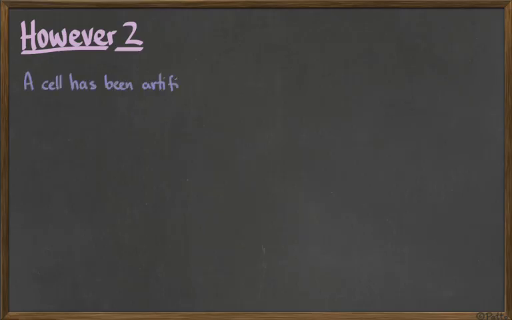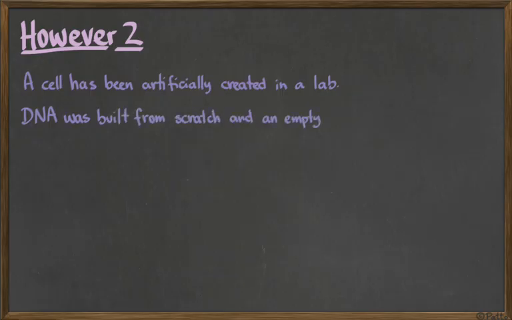Number two, a cell has been artificially created. So human beings, we have in the lab created a cell from scratch. But we built the DNA, okay, we put the sequence of bases that we wanted there, the nucleotides, to be coding for something. We got an empty membrane, but the membrane was already there, and we filled this membrane with the DNA. So it's not a natural way of doing this, but actually it was possible to do it artificially, to make a cell from nothing.